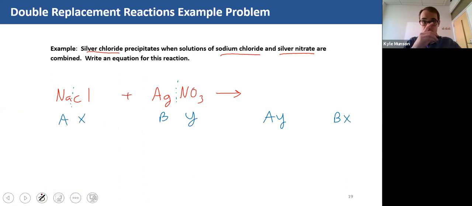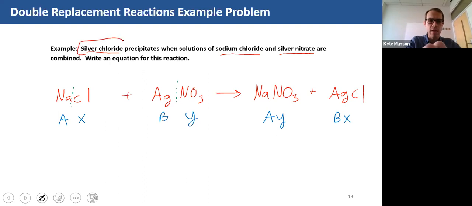If I write that out, again, they're switching partners. So A goes with Y. Sodium has a 1+ charge. Nitrate has a 1- charge. So that's that. And then silver chloride. Okay. And that was one of our products. Silver chloride precipitates. Okay. So I think it's already balanced. It is. So that's another example of a double replacement reaction. Okay. Again, we're just switching partners.